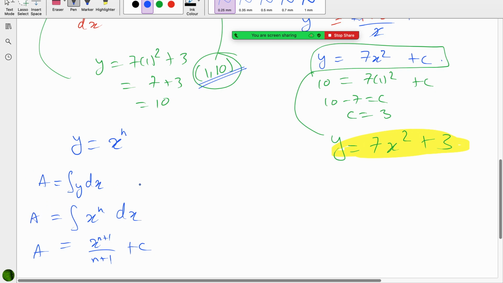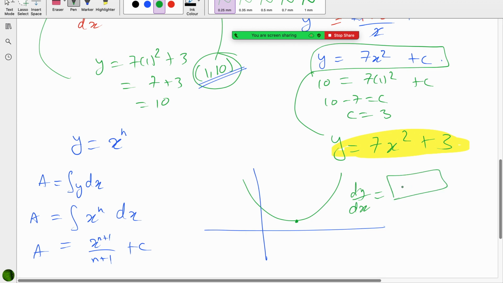Now in the case of differentiation, differentiation used to give us the gradient. So I have this curve. When I find dy by dx and plug in the value of x, I can tell the gradient at any point, at x equals 7, at x equals 9, at x equals 1. I can tell the gradient at any point.